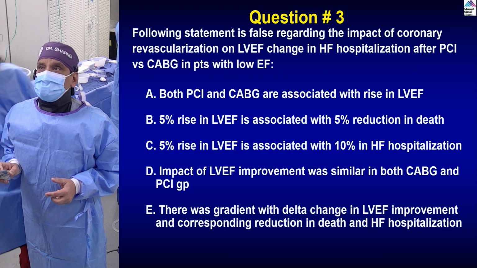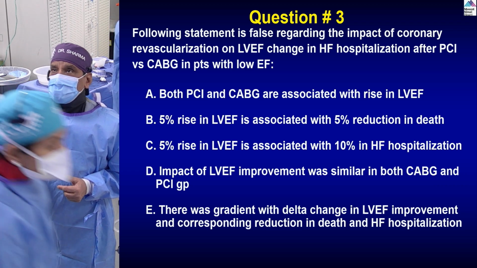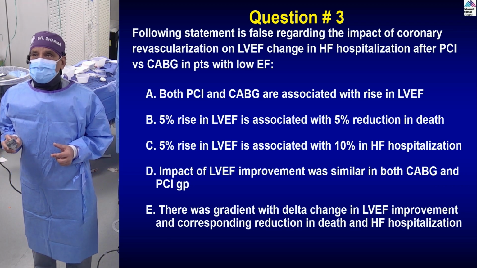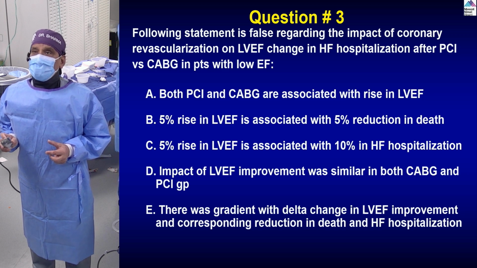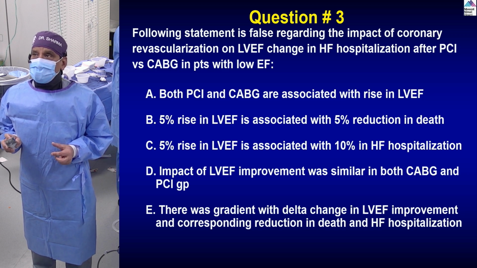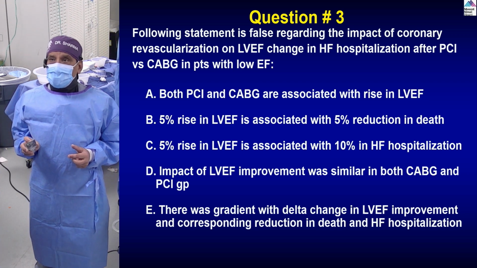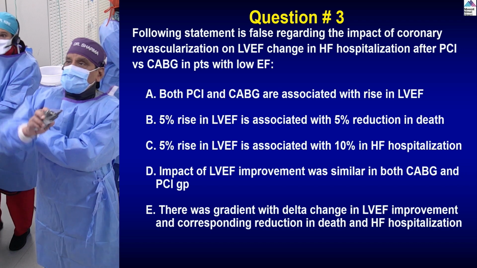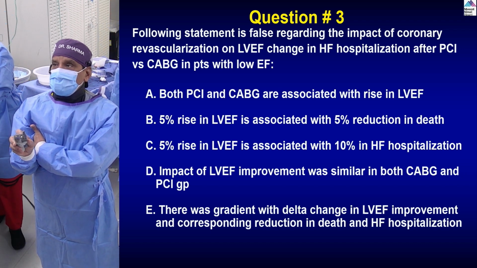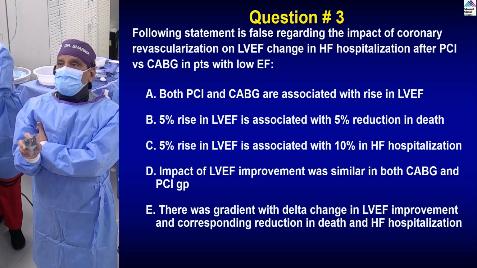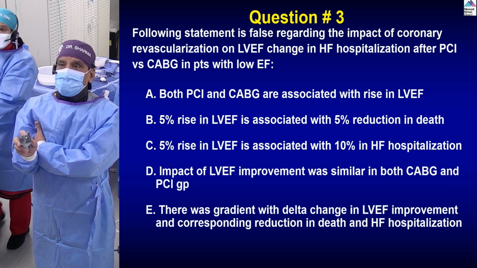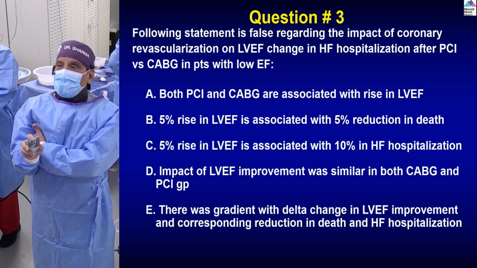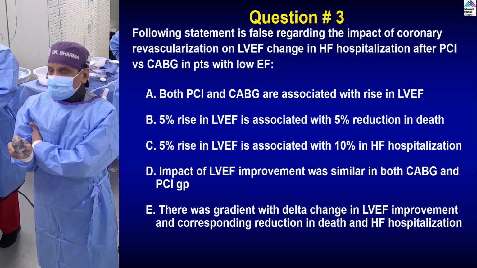Lastly, which of the following statements is false regarding the impact of coronary revascularization on LVEF change and heart failure hospitalization after PCI versus CABG in patients with low EF? Both PCI and CABG are associated with a rise in EF. A 5% rise in LVEF is associated with a 5% reduction in death and a 10% reduction in heart failure hospitalization. The impact of LVEF improvement was similar in both the CABG and PCI groups, and there was a gradient with the delta change in EF improvement and corresponding reduction in death and heart failure hospitalization.